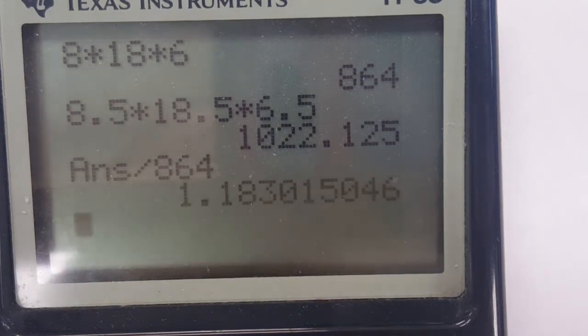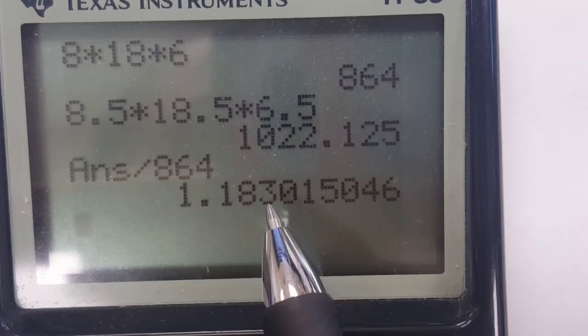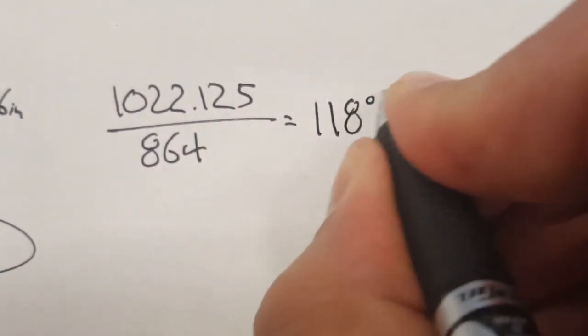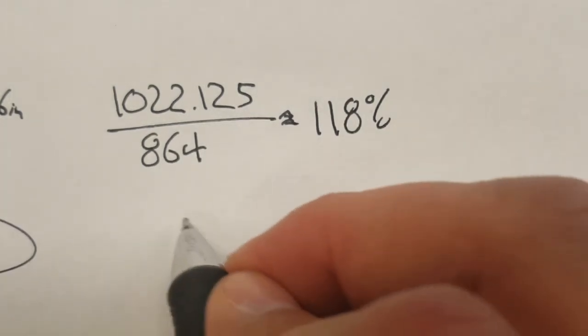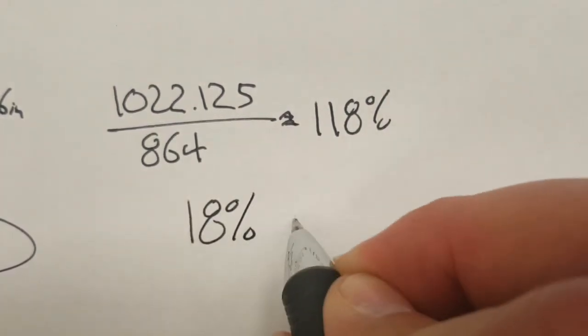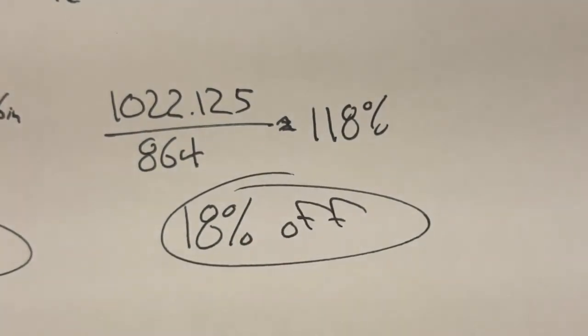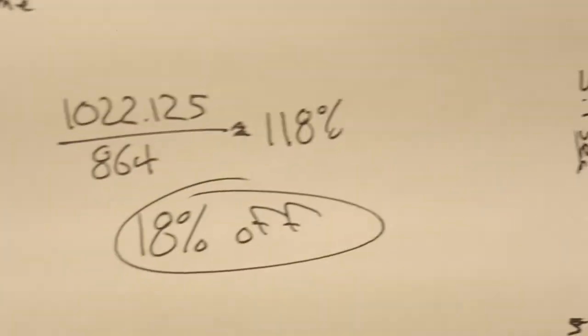864. So if I round that to the nearest percent, this is actually 118.3%. So I'm going to keep it at 118%, approximately. So how far off were we, students? Well, the worst you can do is you could be 18% off. You can have an error of 18%. So what is that saying? That's the worst you can get. The worst you can do is if all of the measurements were a half inch bigger, because you rounded to the nearest inch, you'd be off by 18%.